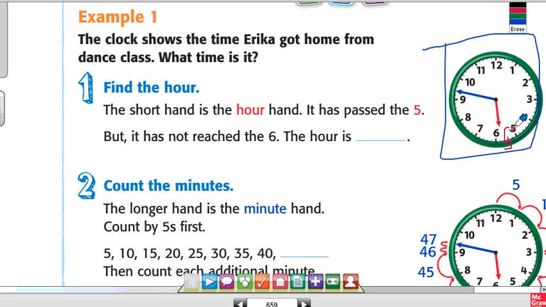So the hour hand is 5. Okay, 5. So in between 5 and 6, it's actually 5. In between 6 and 7 is 6. All right.